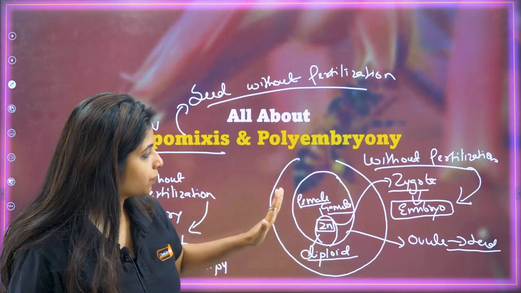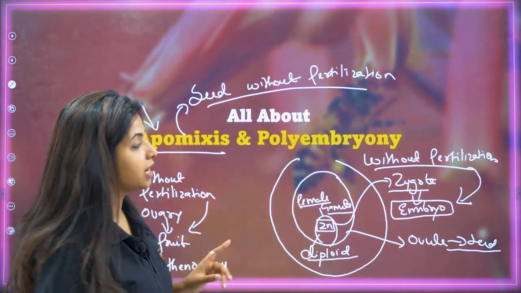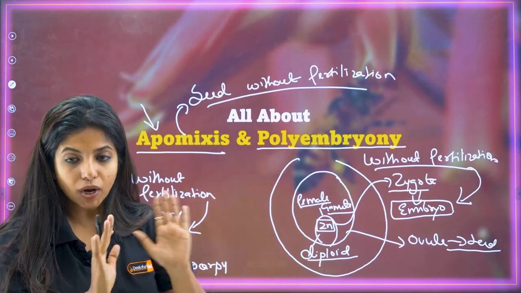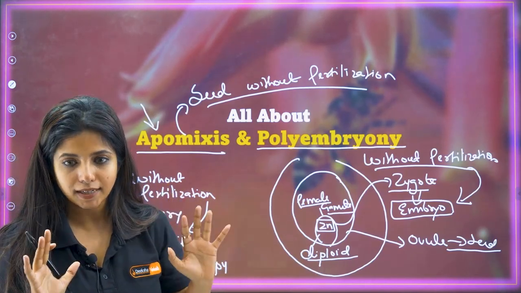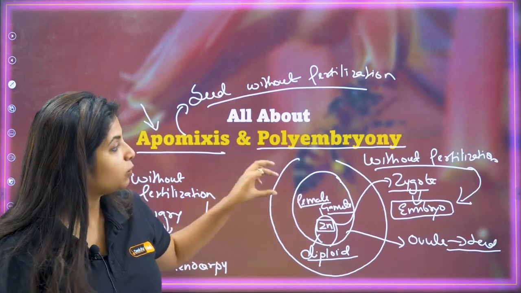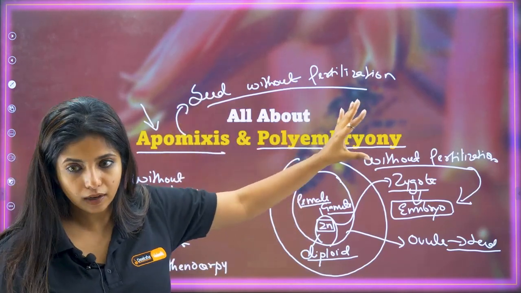Okay, now one more term is given in your NCERT, and that is polyembryony. This is not a separate thing. This is not at all a separate thing. I want you to understand that. It's the same as this only. Okay, it's a part of apomixis. So apomixis is basically formation of seed without fertilization.